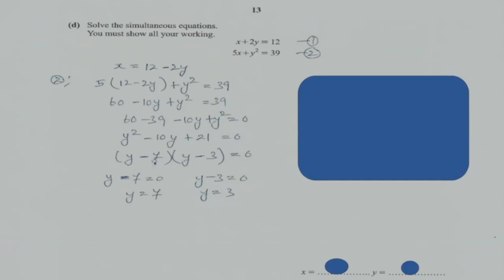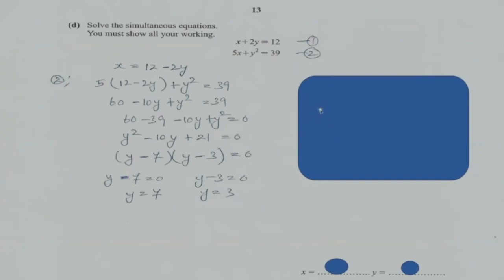Y squared minus 10y plus 21. So there are two values, y minus 7 equals 0 and y minus 3 equals 0. Then y equals 7, y equals 3. So these y numbers we can put in one equation to get the x value.